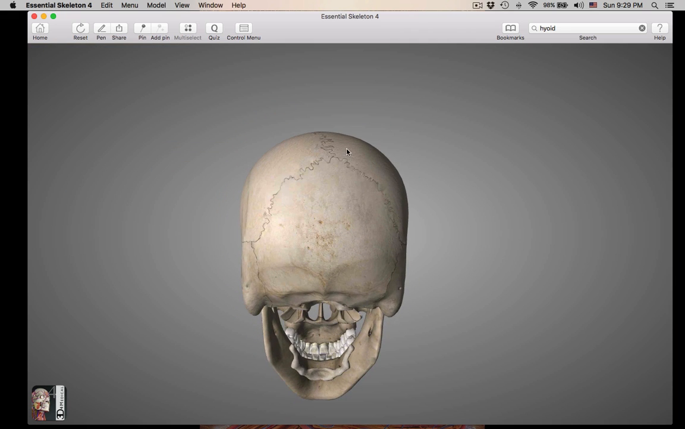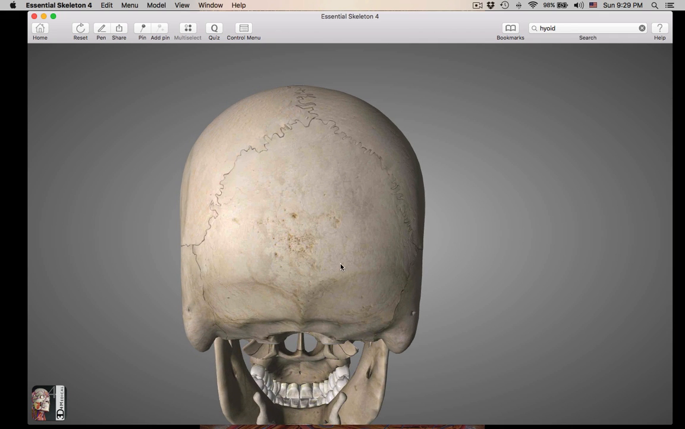Let's see if we can make this a little bit bigger. Right in the midline here, there's going to be this ridge, kind of a thickening of the skull right here. Now if you feel back in your own occipital bone back there, try to feel that bump that's kind of in the midline here. That is the external occipital protuberance. And that is where a bunch of muscles are going to be attaching onto this area.